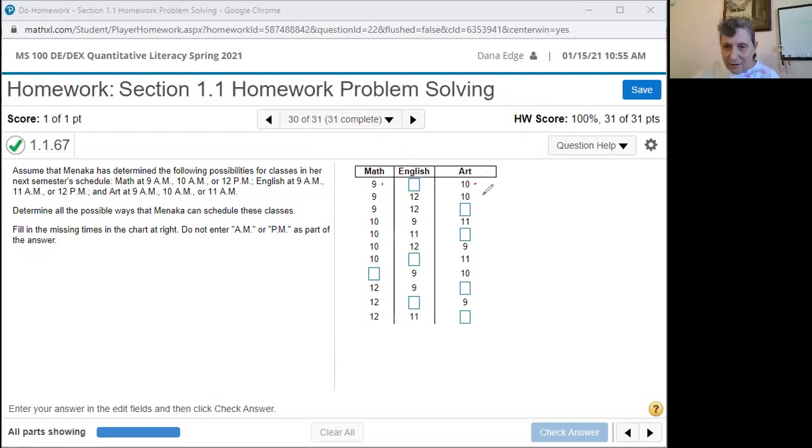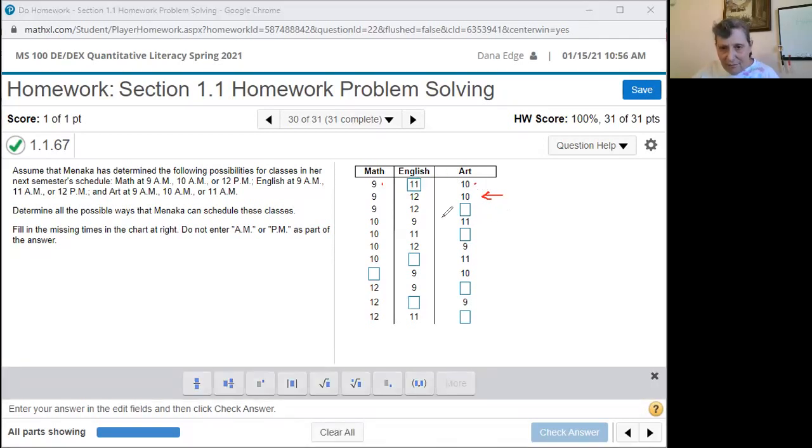Okay, look at this next row. The next row also has math at 9 and art at 10. We know the only two options for English at this point will be at 11 or 12. This is English at 12, so she must be taking English at 11 on this row. There's no reason to put two rows in here with the same thing. They have to all be different. So this one is going to be for 11 o'clock.